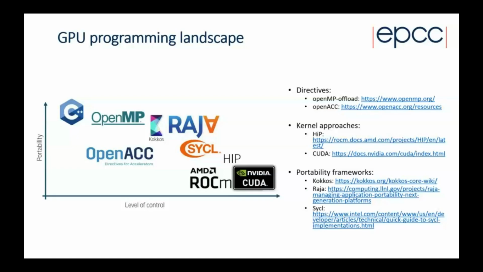RAJA and Kokkos are two libraries that came out of the Exascale Computing Project, in the delivery of exascale services in the US, and are another option if you're interested in programming GPUs. Again, they're C++ based and provide you portability in what you're programming. So if you know the type of hardware you're going to target and you're going to write a new application, maybe they're a good option for you. If you've got an existing application, or you want particular control over something, directives or kernel approaches may be better.